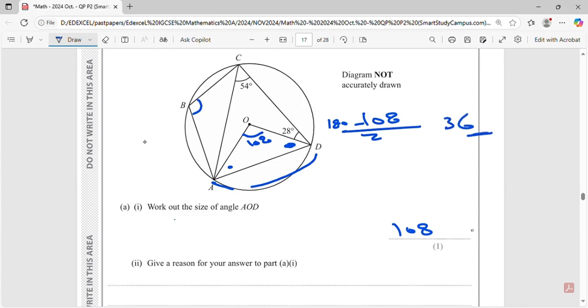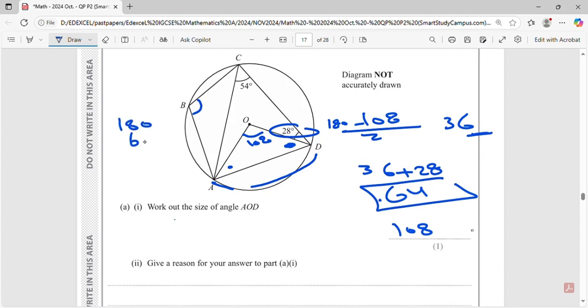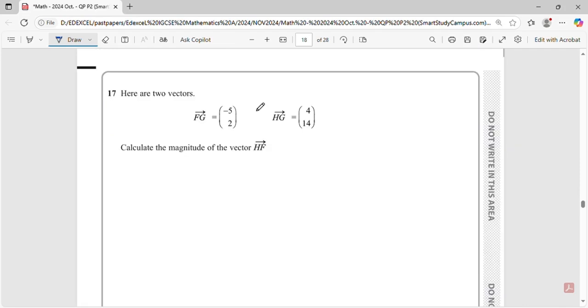So this is 36, and this is 28. I will add them together, 36 plus 28, which is equal to 64. Now 64 has to be supplementary with angle B, so it will be 180 minus 64, which is equal to 116. This is the measure of angle B.